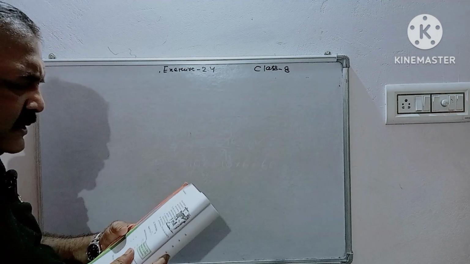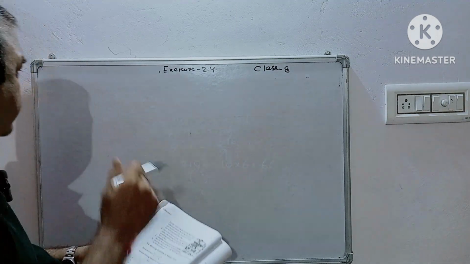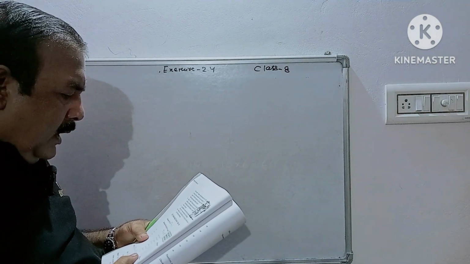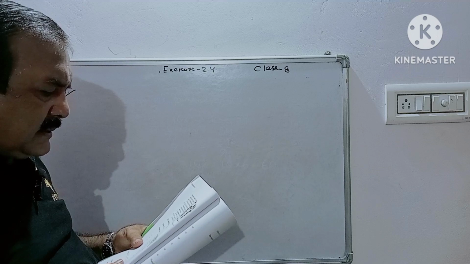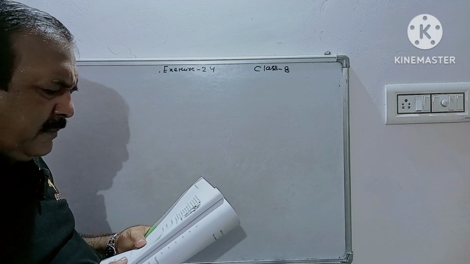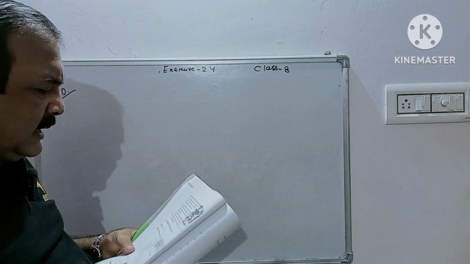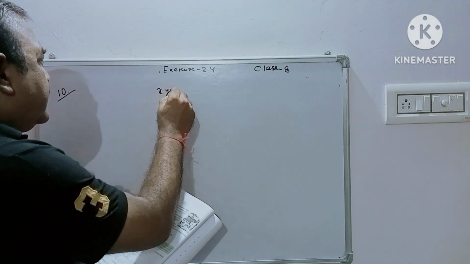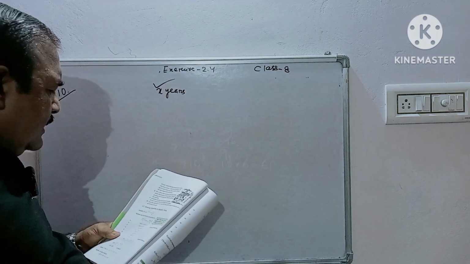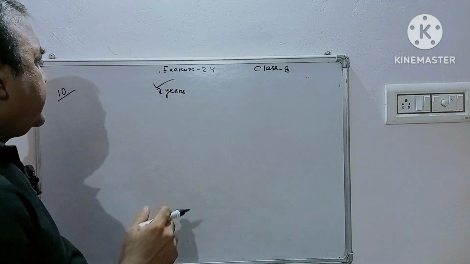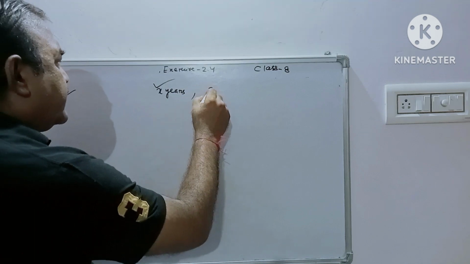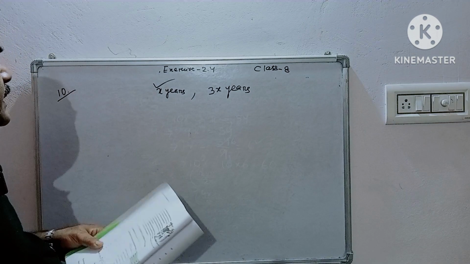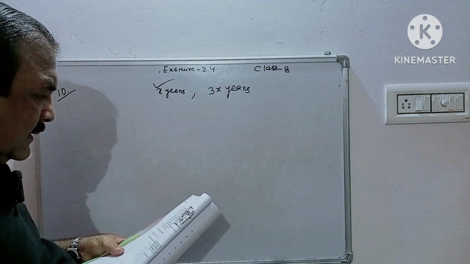Now the last question of the exercise, question number 10. Aman's age is 3 times his son's age. 10 years ago he was 5 times his son's age. Find their present ages. Let Aman's son's present age be x years. So x years is the son's present age. And Aman's age is 3 times his son's. That means Aman's present age is 3x years. Because he is thrice the present age of his son.